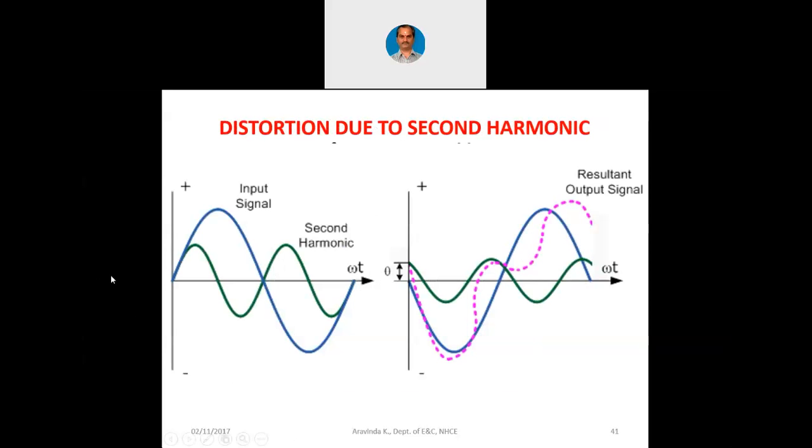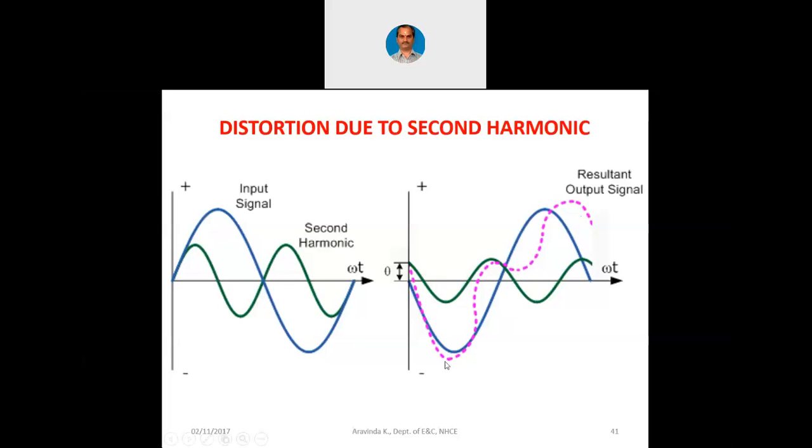You can see this example, distortion due to second harmonic. You can see the blue line is the input signal or the fundamental frequency, and the green line is the second harmonic. You can see the green line is having double the frequency of the blue line. And when we have a linear addition of both of these signals, you can see at the right side there is a purple colored line. Now that purple colored or pink colored line is the resultant output signal which is containing the summation of the harmonics. Now it is not just a second harmonic addition, there can be more harmonics also present but with lesser amplitude. Now you can see because of the second harmonic, the shape of the fundamental frequency is drastically changed.